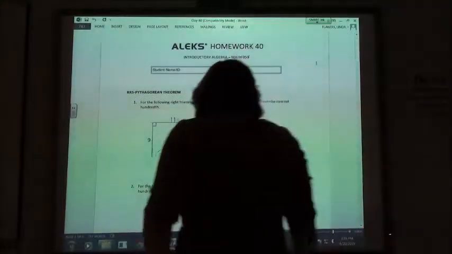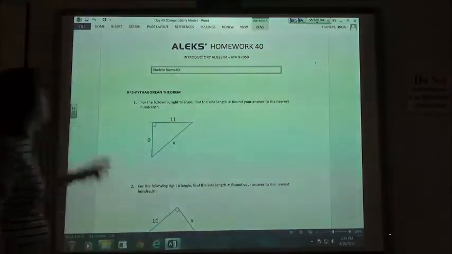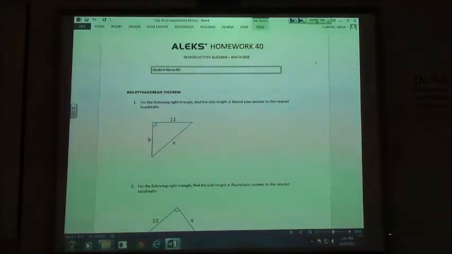So homework day 40, the end of the pie chart. These are the last few things on your pie chart, and you should be able to finish your pie chart. Starts with the Pythagorean Theorem.